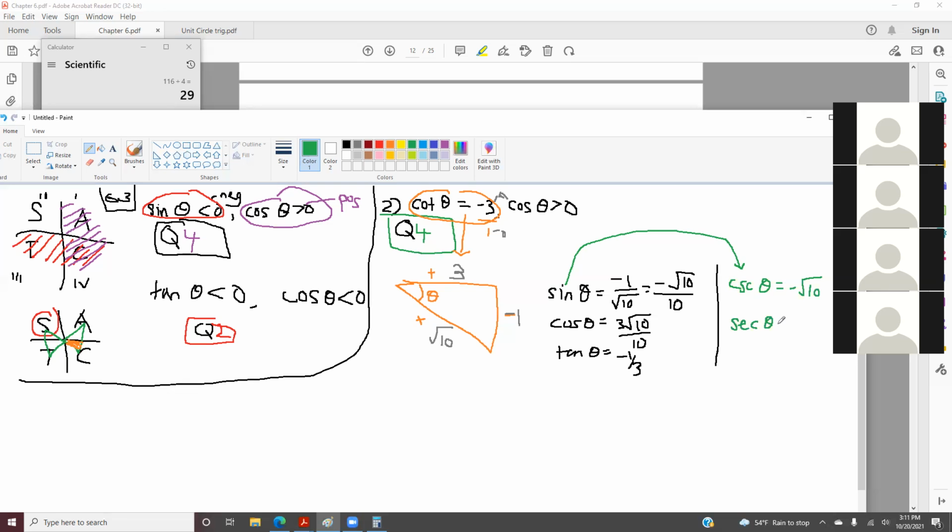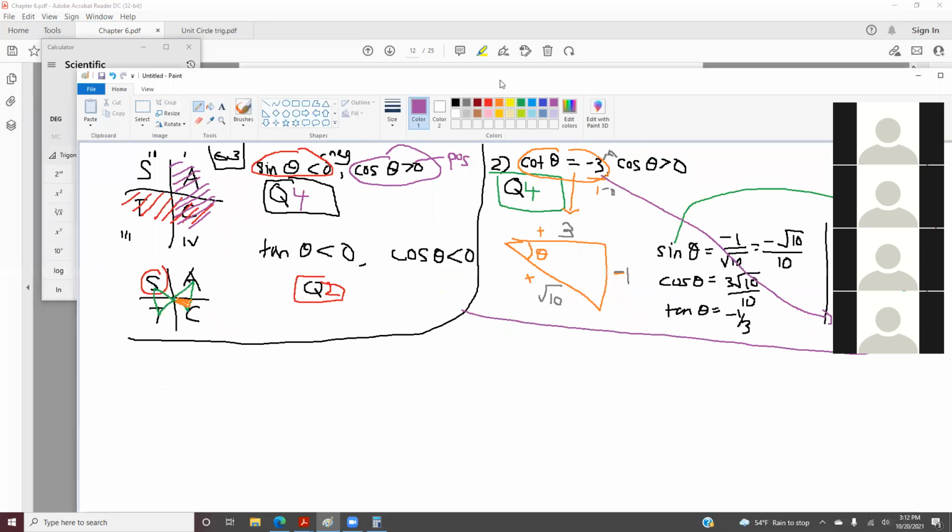So can someone tell me what is secant theta in this case? Or 10/3. And you do not need to do cotangent because cotangent is already provided to us here. So cotangent theta in this case should be -3. You guys doing all right here? Questions with this? So it's very similar to what we did in 6-2, but your pictures look a bit different.